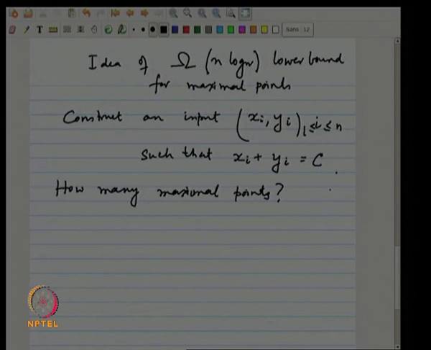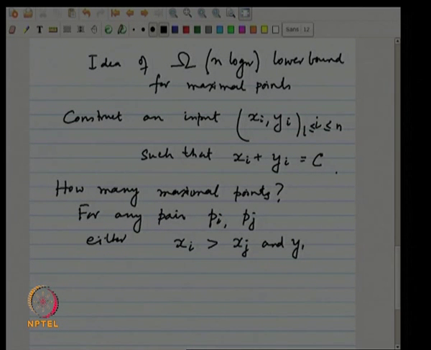How many maximal points are there? All points are maximal, right? Because from this equation, xi plus yi is constant, so for any pair pi pj, either xi is greater than xj and yi is less than yj, or the other way around, xi is less than xj and yi is greater than yj. So, no point dominates another point, and therefore all points are maximal.